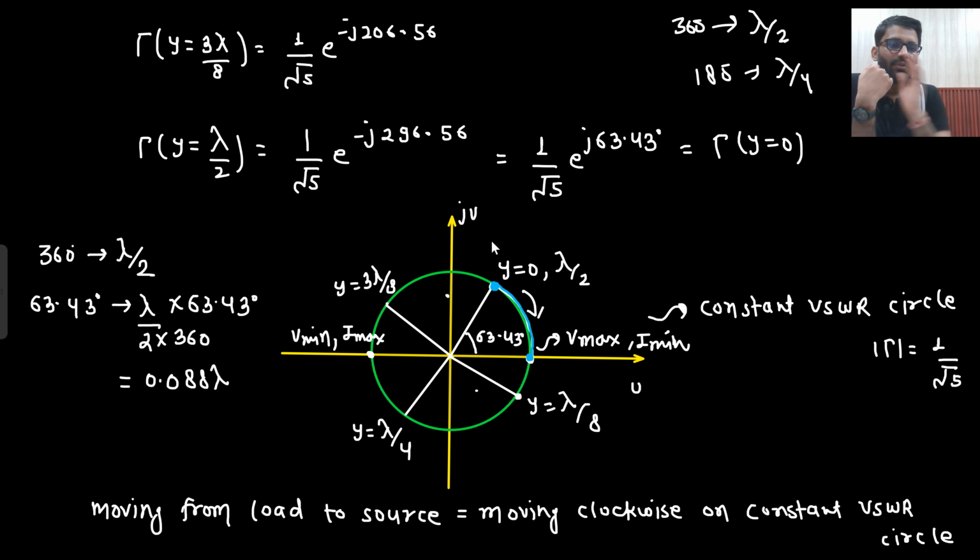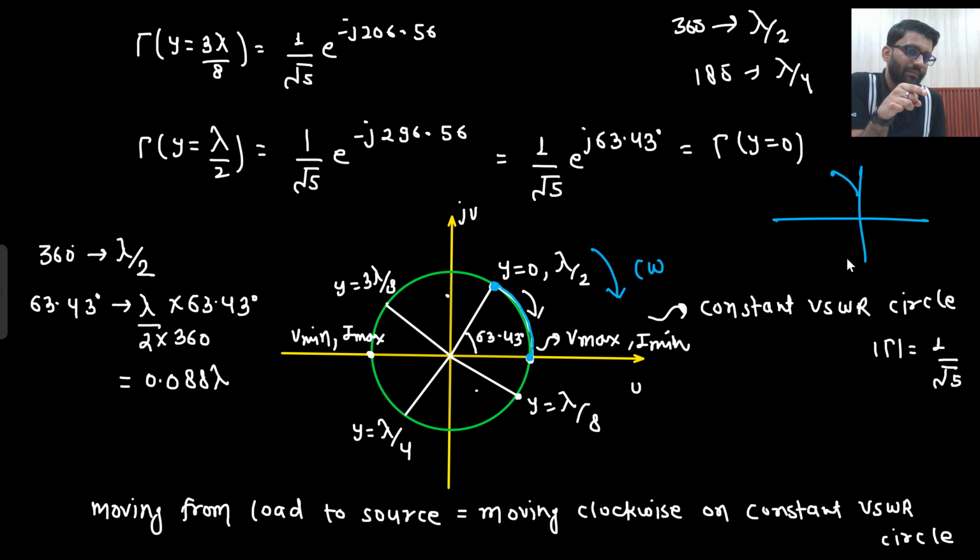This is your y equals to 0 point. From here, you are starting. If I move clockwise, that means I am moving towards the source. Now first, what am I encountering? I am encountering Vmax. That means first I will get Vmax. So to get this Vmax, how much distance will I require? Greater than lambda by 8 or less than lambda by 8?